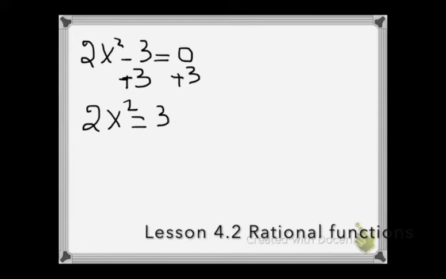Now I have x squared. I still cannot square root because I still have the 2. So I need to get rid of the 2. I divide by 2 on both sides.